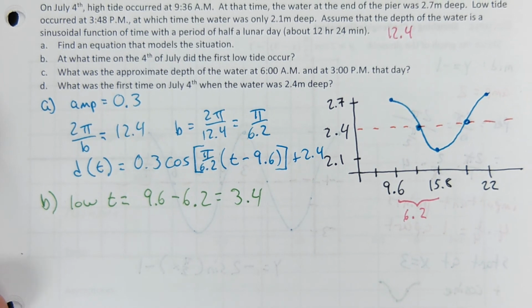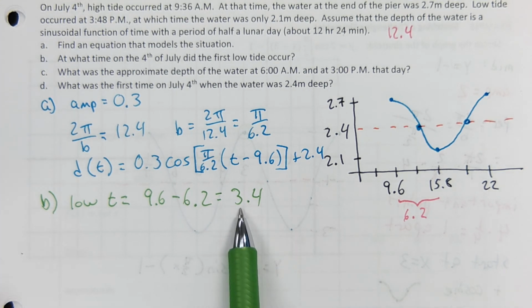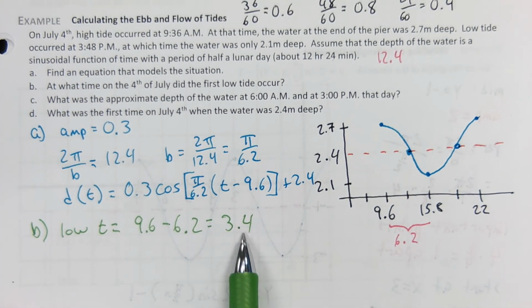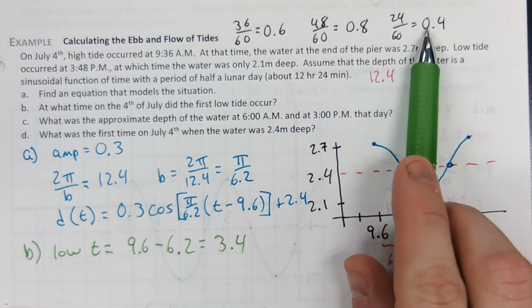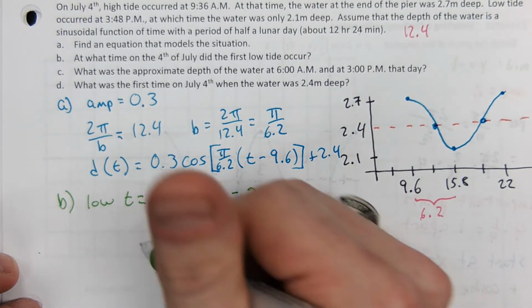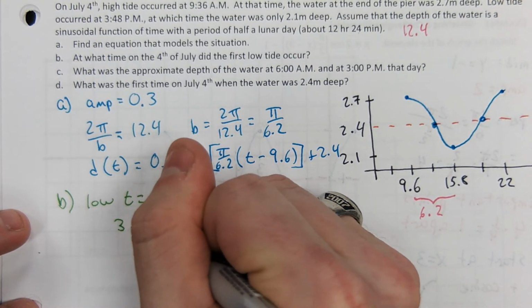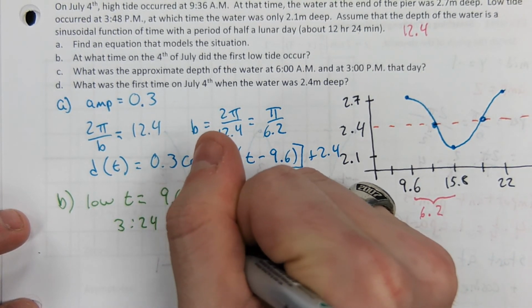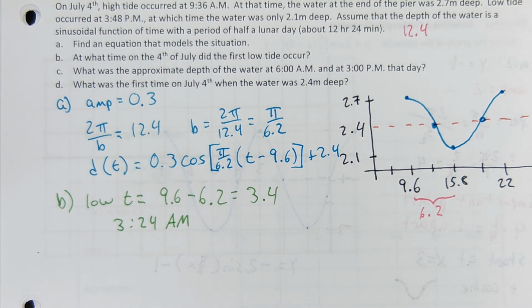No, we don't. It says at what time is it? Oh, we have to put it back into hours. Yeah, well, we know that this is 3 hours after midnight, so 3 something in the morning, and it happens to end in a 0.4, which is right here. So it happens at 3:24 a.m. That's the first low tide.